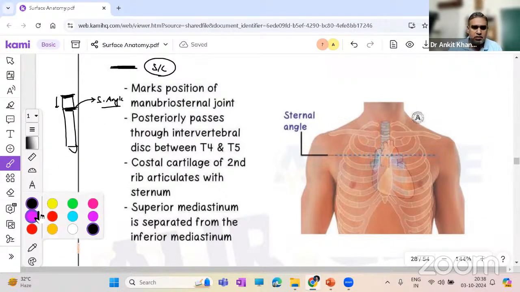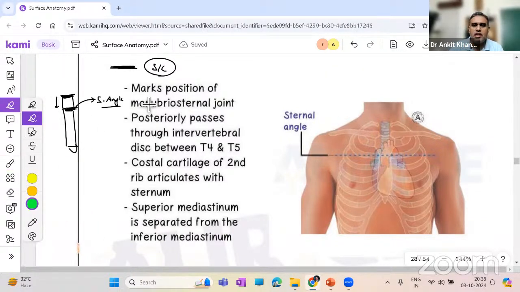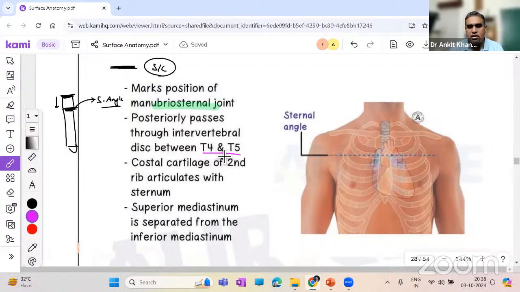Few points about it, let us discuss. Marks the position of the manubrial sternal joint. Fair enough. Posteriorly passes through intervertebral disc between T4 T5. Now, where is this useful? These are useful when you're seeing a CT scan. If you just elongate an imaginary vertical plane through the sternal angle, at the posterior part, it will bifurcate around between T4 and T5 vertebrae. Second rib articulates over here, as I already told you.